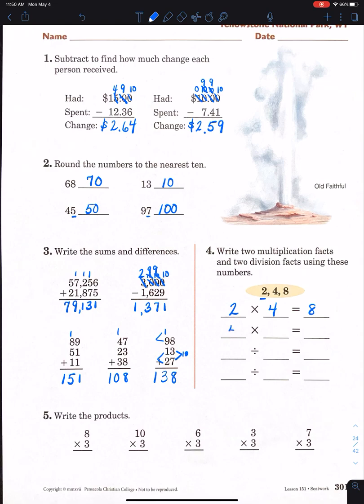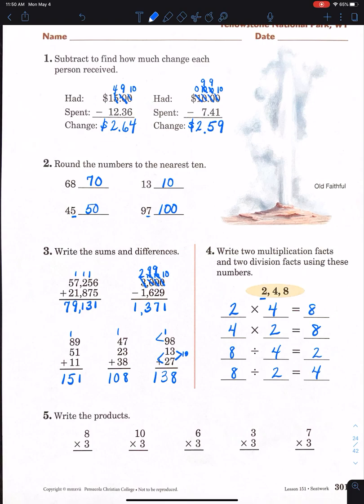The next one should be 4 times 2 equals 8. And then 8 divided by 4 equals 2. And 8 divided by 2 equals 4. And number 5, write the products. Go ahead, pause the video, fill in the answers, and then push play to check.